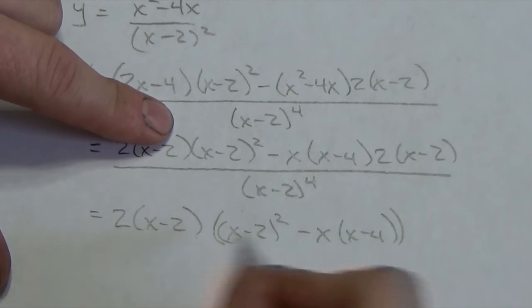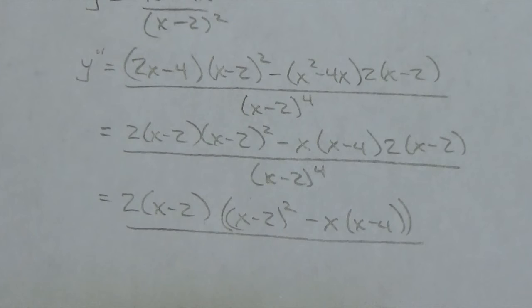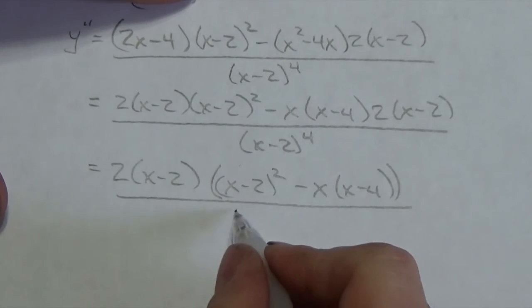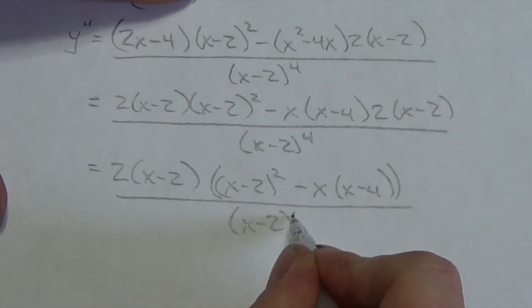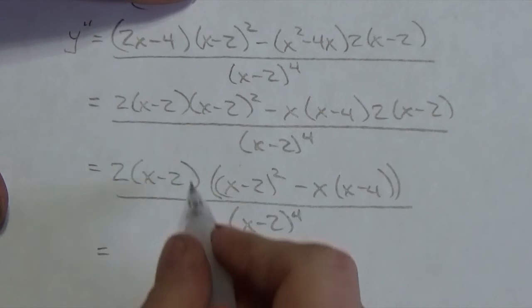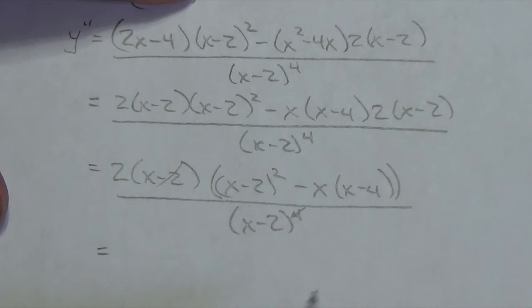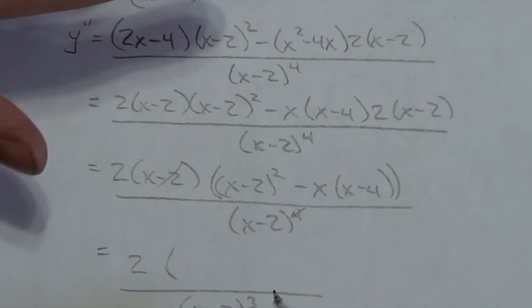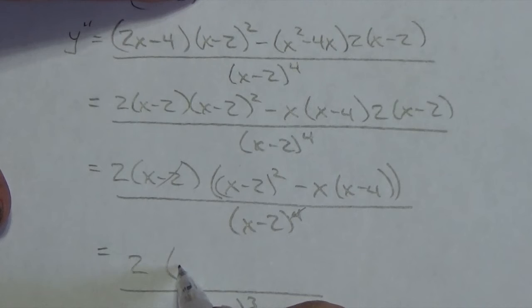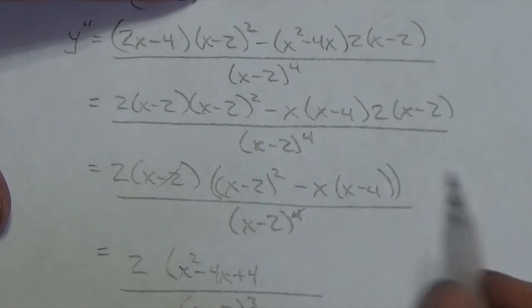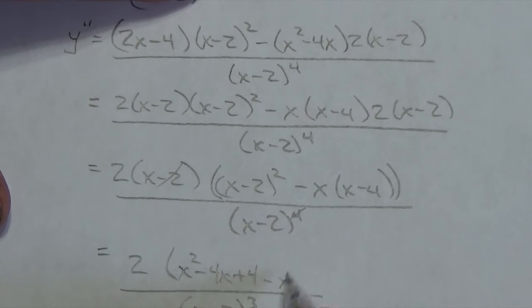Okay, well that wasn't quite as useful as I was expecting it to be. Okay, well one of the x minus 2 factors cancels, so this will be 2 multiplied by, this will be x minus 2 in the denominator cubed. This will be x squared minus 4x plus 4 when I expand that x minus 2 squared, minus x squared plus 4x.